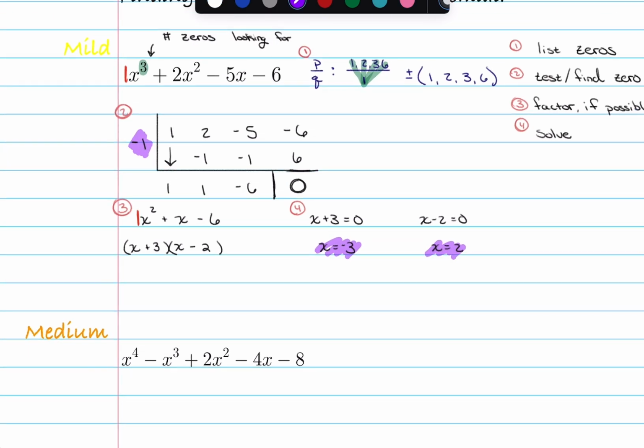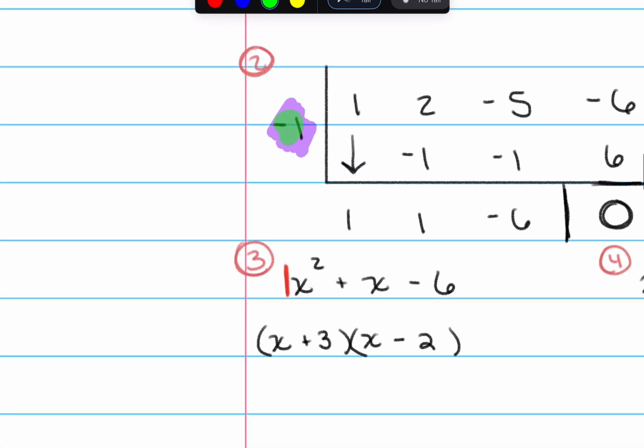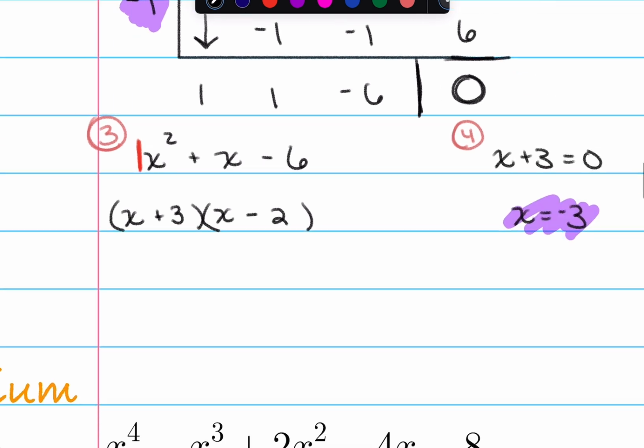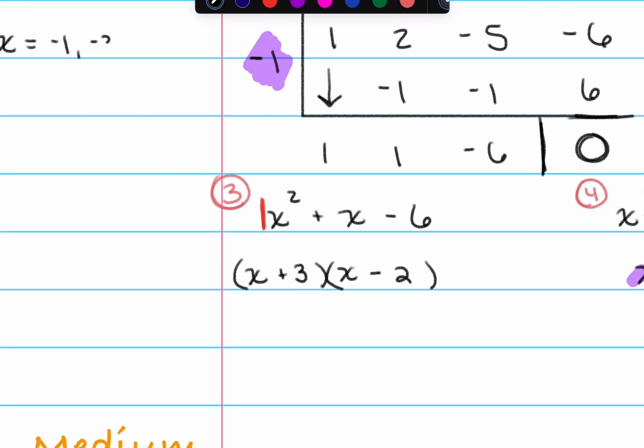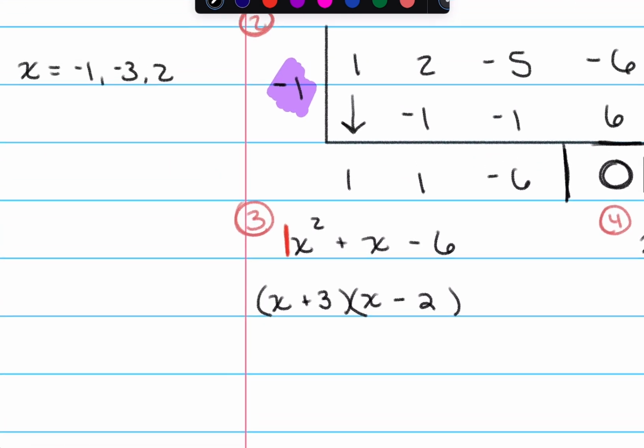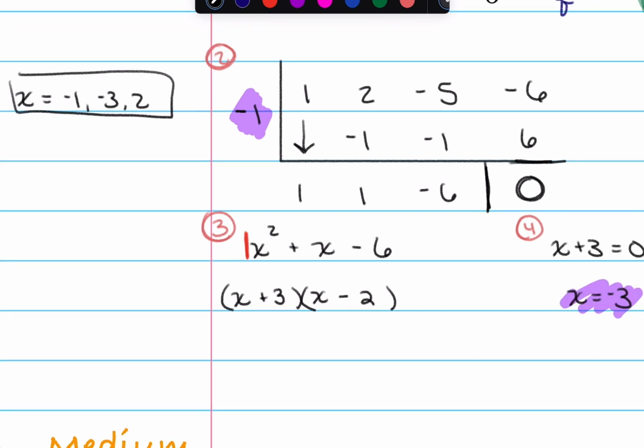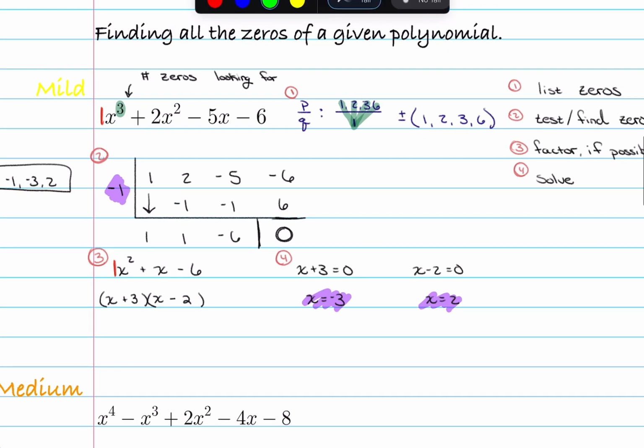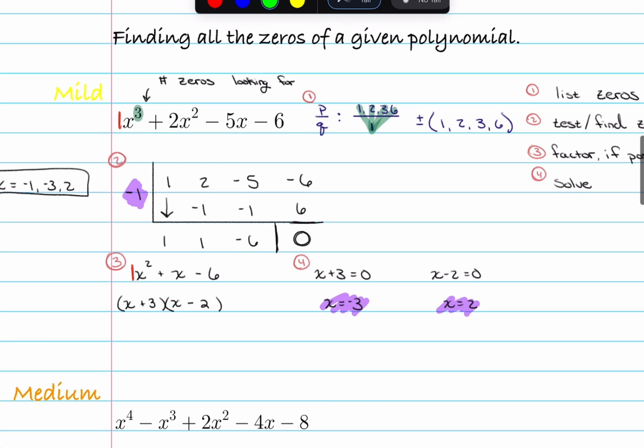So you see in all three purple, I've got negative 1, negative 3, and a positive 2. Those are all my roots. And I said I was going to look for 3. I found 3. So I am done. Okay, that's an example of a mild one. You find your zero pretty easily. You can factor everything, works out. All right, so let's talk about one that gets a little bit spicier.